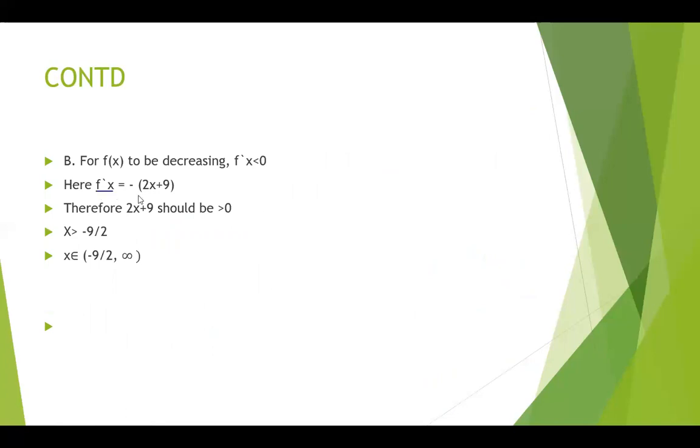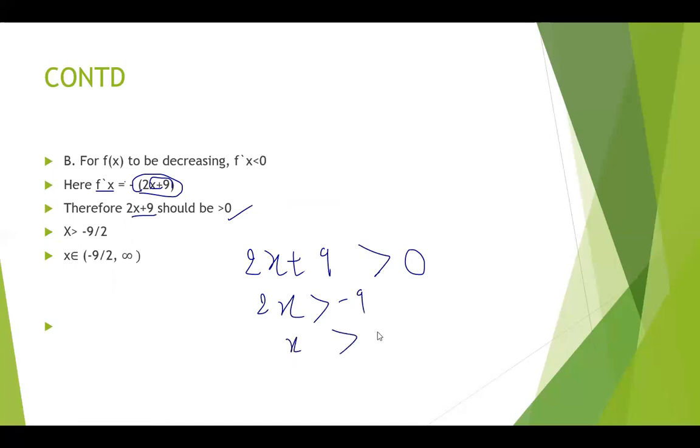What's our f dash x? Minus of 2x plus 9. Already there is a negative sign. In case 2x plus 9 becomes positive, then the function becomes negative. So 2x plus 9 should be greater than 0. So for what values of x is 2x plus 9 greater than 0, or positive? You have to find out. So by subtracting 9 on both sides, I get 2x is greater than minus 9, or x is greater than minus 9 by 2.